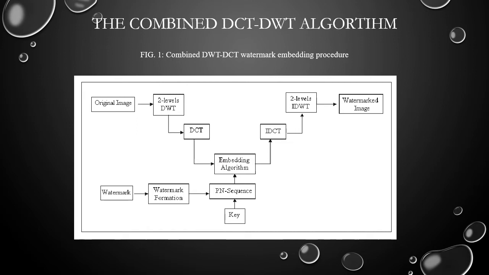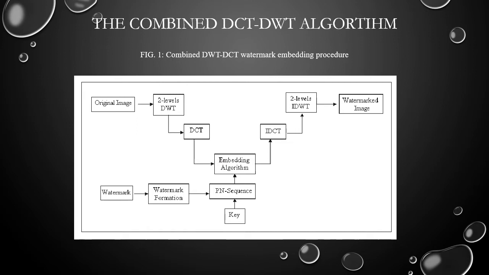Then embedding the two pseudo-random sequences Pn0 and Pn1 with a gain factor in the DCT transformed 4x4 blocks of the selected DWT subband of the image. The embedding takes place only at the mid DCT coefficients.